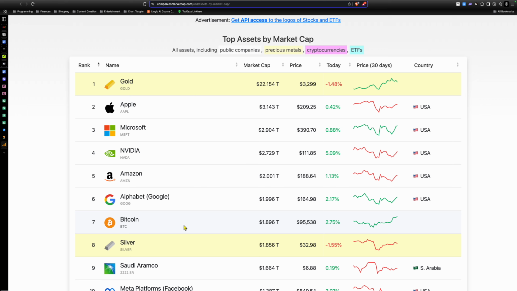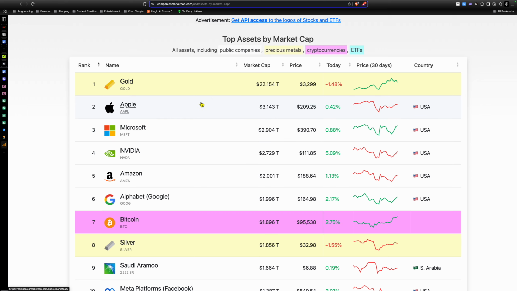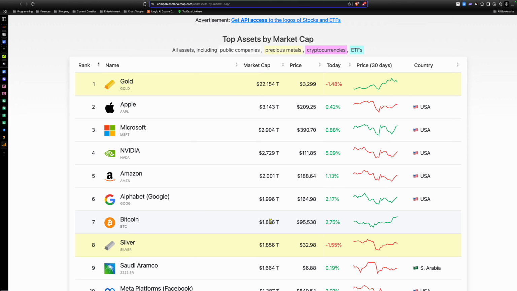All right, so Bitcoin at 1.8 trillion. We got to get to 22 trillion to overtake gold. So that means Bitcoin right now has another 10x minimum. 2 times 10 puts you at 22. So we got another 10x for Bitcoin.